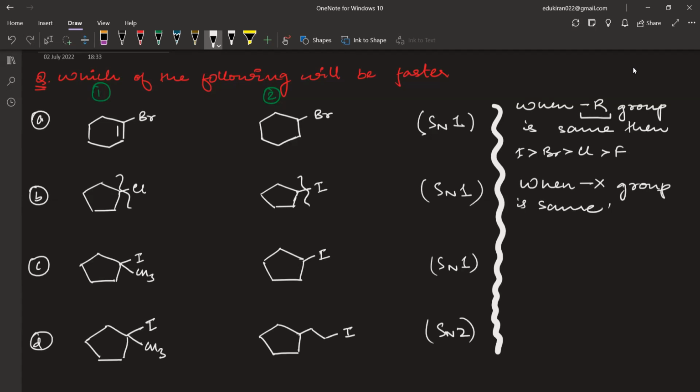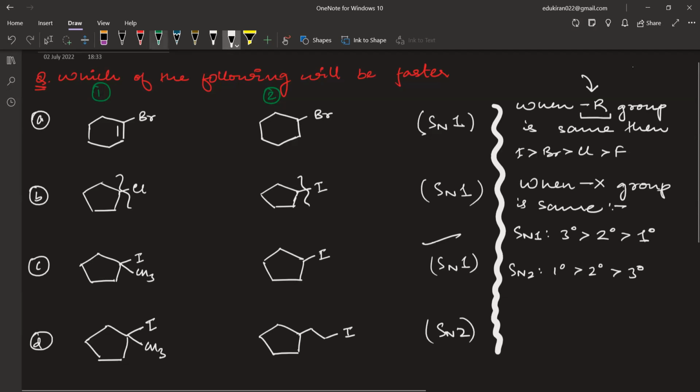उसके बाद आपके पास you will have two options, then you will have to look at SN1 or SN2. When the R group is same, then you don't even have to look at SN1 or SN2. Then what you have to do, if it is SN1, then what will be the order? 3 degree is faster, then 2 degree, and then 1 degree. If it is SN2, then 1 degree will be faster, followed by 2 degree, followed by 3 degree. ठीक है, अब इसमें बताइए SN1 में कौन सा फास्ट होगा? 1 degree, 2 degree, 3 degree.